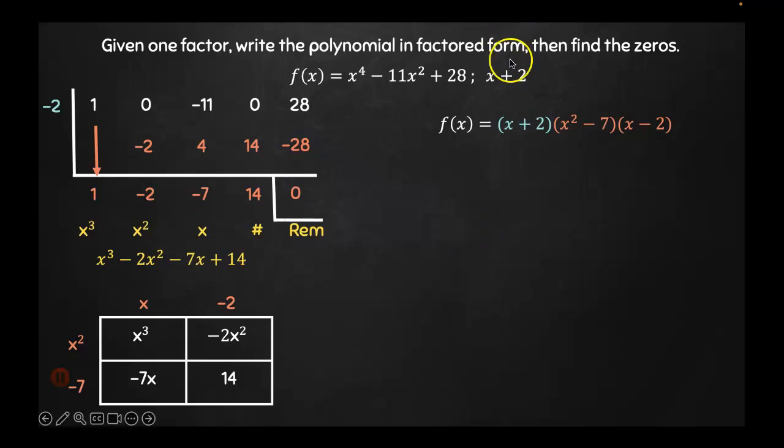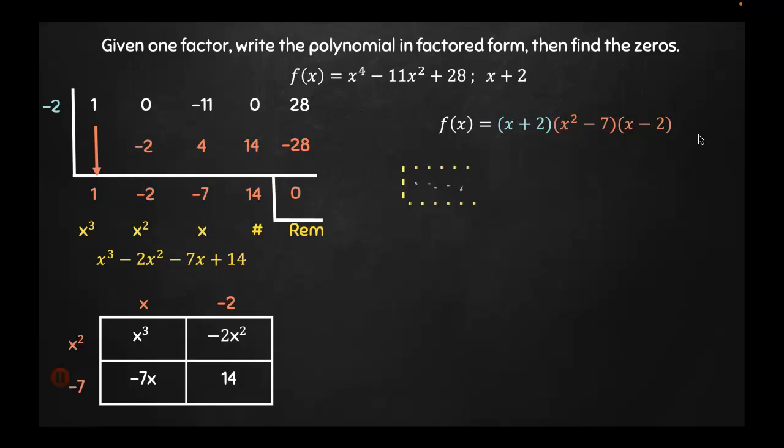And then don't forget that we still have that factor that was given to us. That's our freebie that's given to us at the beginning of the problem. So we do want to include that. So we're writing our polynomial in factored form. So this is as factored as we can get. But then we're going to go ahead and find our zeros. So we're going to use that zero product property, and we're going to find the solutions.